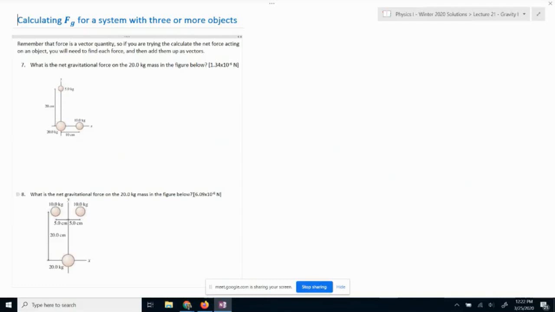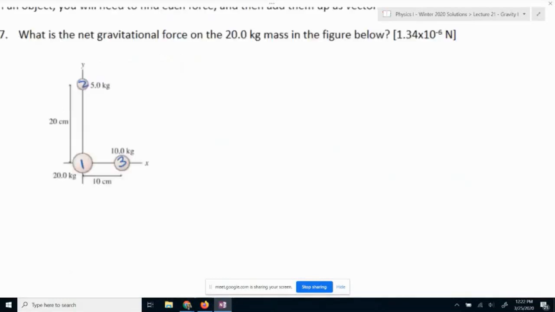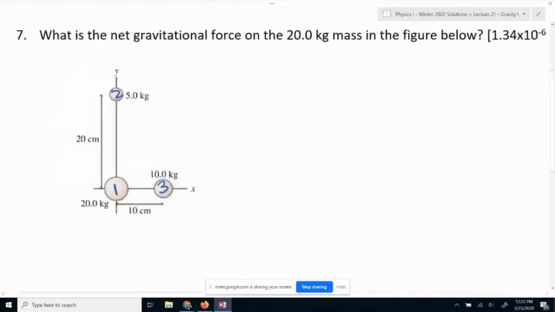Okay, so number 7 says, what's the net gravitational force that's acting on the 20 kilogram mass? So here's the 20 kilogram mass. I'll call this one mass 1. Doesn't matter which one's which. So I want the net force acting on 1. So 1 feels a force of attraction to 2, and it feels a force of attraction to 3, okay? We're assuming here that these three objects are just floating around in space and they're infinitely far away from any celestial body. So there's no force of gravity acting on them by the Earth or anything. These are just the force of gravity acting on 1, by 2, and by 3.